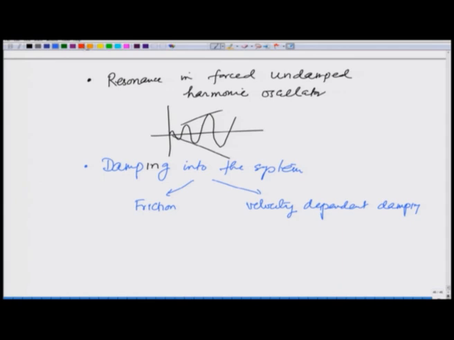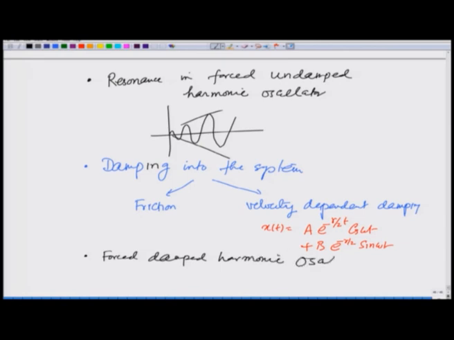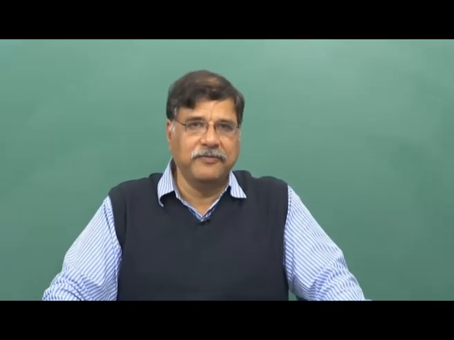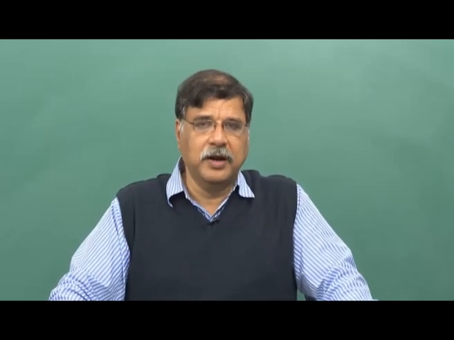In the second case, we learned that x of t is given as a e raised to minus gamma by 2 t, and then that oscillatory term cosine omega t plus b e raised to minus gamma by 2 t sin omega t. And finally, we learned about the forced damped harmonic oscillator in this lecture. From next lecture onwards, I am going to introduce the wave phenomena and see what waves do and how we can describe them.